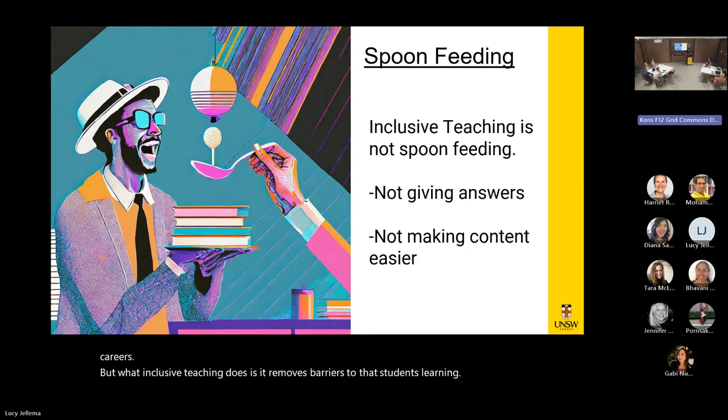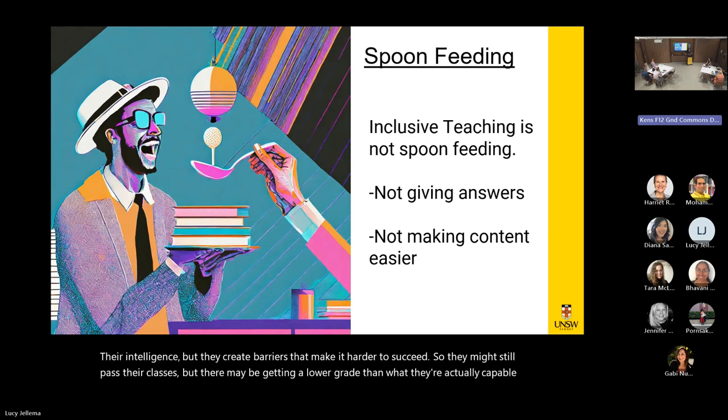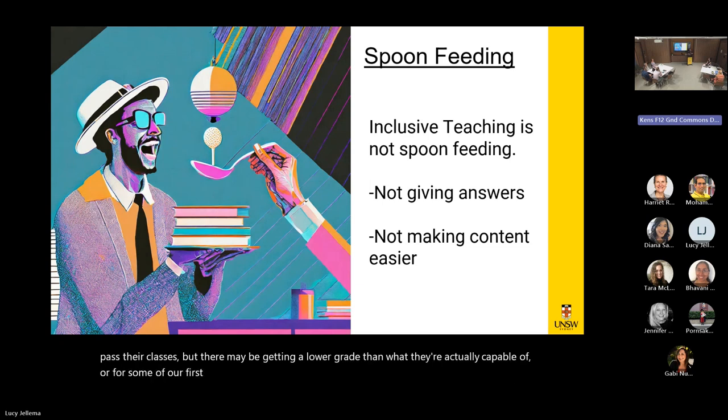So a student's circumstances, background, or disability don't impact their intelligence, but they create barriers that make it harder to succeed. So they might still pass their classes, but they may be getting a lower grade than what they're actually capable of. Or for some of our first year students, those difficulties might just seem like too much work and they drop out. And we obviously want to avoid that.